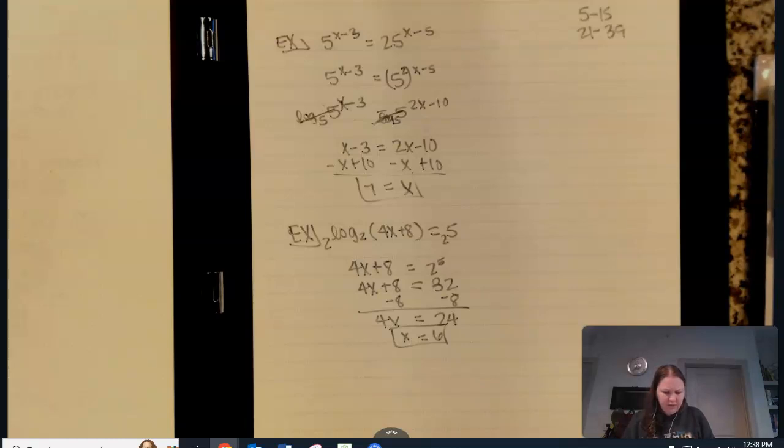If you don't remember that, what was that? 7.4? No, 7.3 was your inverses. 7.4 was all your transformations. So yeah, go back to 7.3. Look at your inverses. You'll be great.